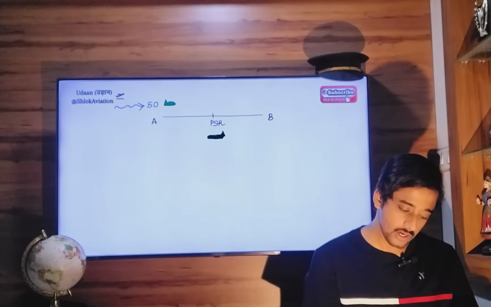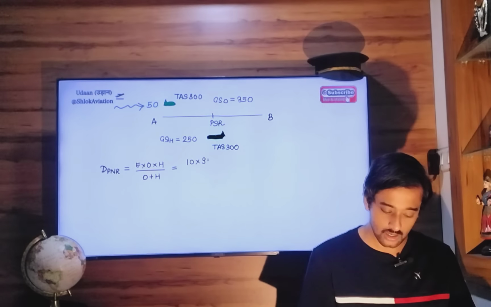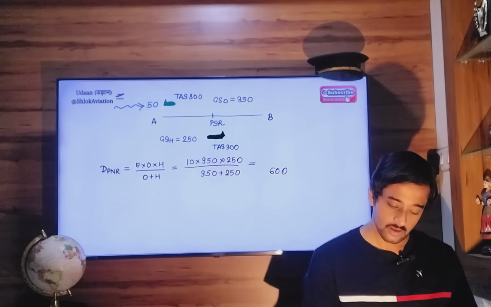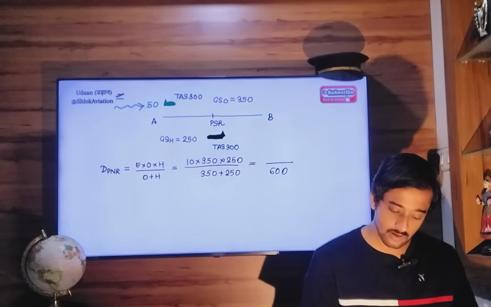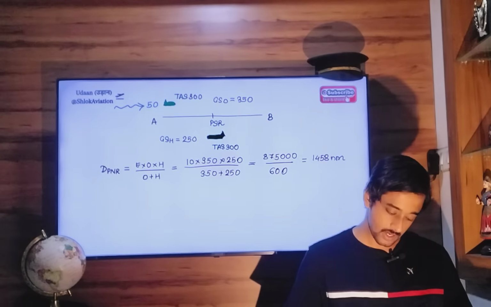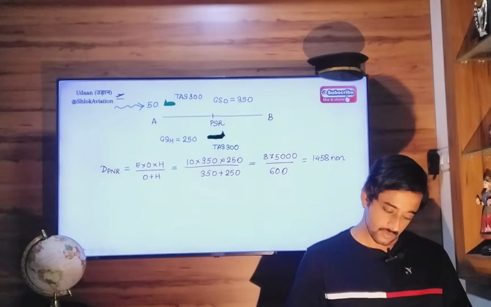Endurance into outbound into homebound divided by outbound plus homebound. So 10 hours into 350 into 250 divided by 350 plus 250. So 350 plus 250 is 600. Numerator 10 into 350 into 250 is 875,000, which is 1458 nautical miles. Okay, so option Charlie.